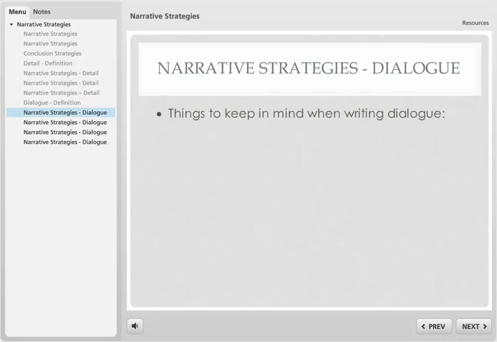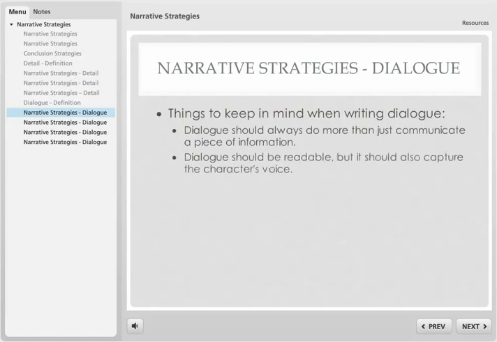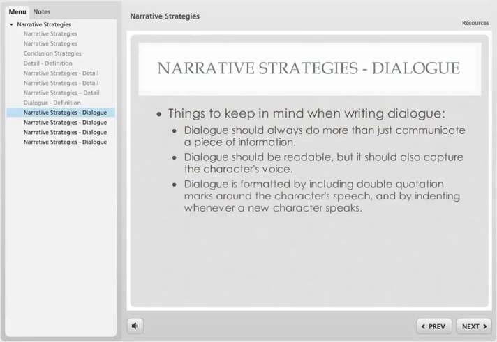There are a few things to keep in mind when writing dialogue. First, dialogue should always do more than just communicate a piece of information. You can incorporate speech and action to show your readers what is happening and how the characters are interacting. Dialogue should also be readable, but you want to try to capture the character's voice. This means that your dialogue does not have to be grammatically correct. Next, dialogue is formatted by including double quotation marks around the character's speech and by indenting whenever a new character speaks. Finally, you can use slang or dialect to characterize your speakers, but be careful.